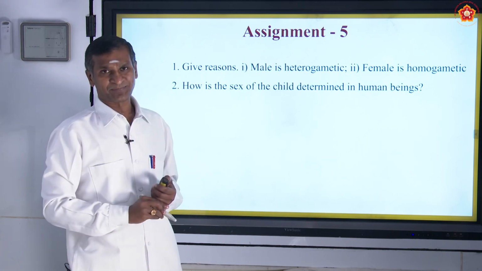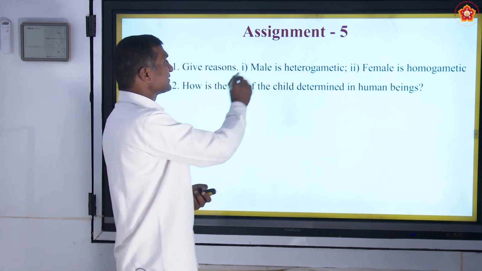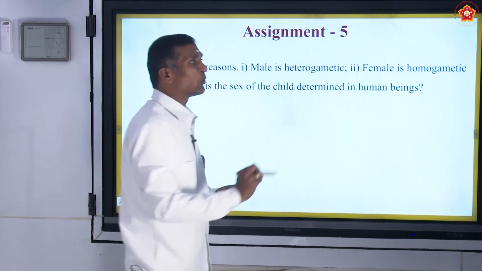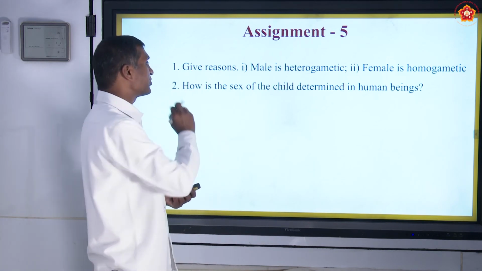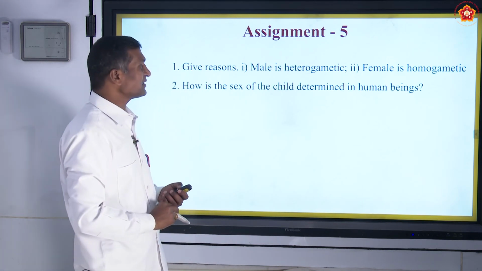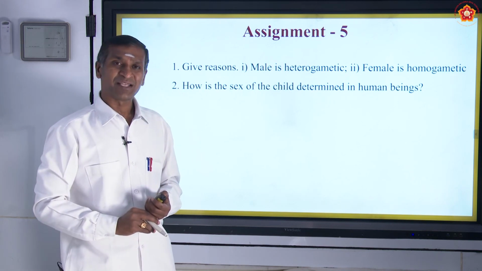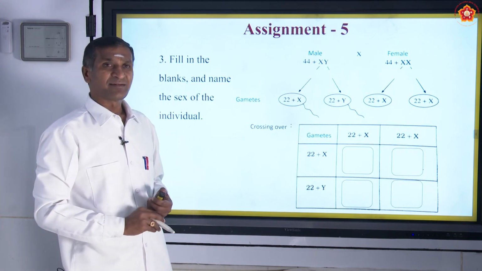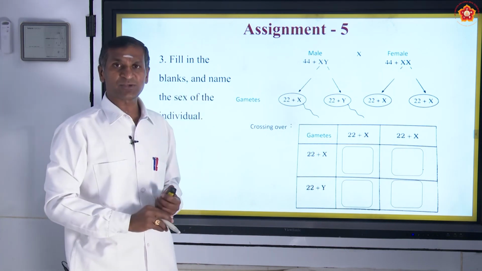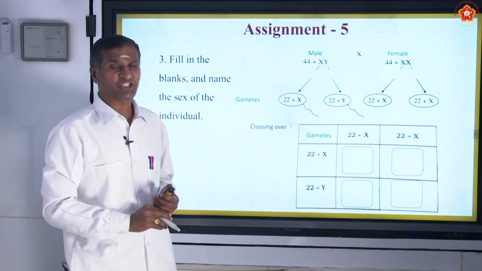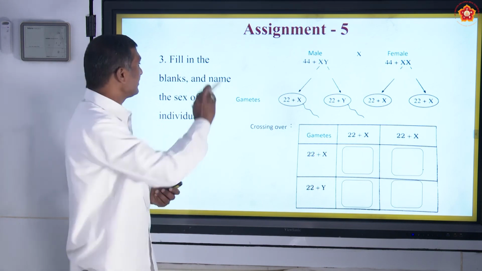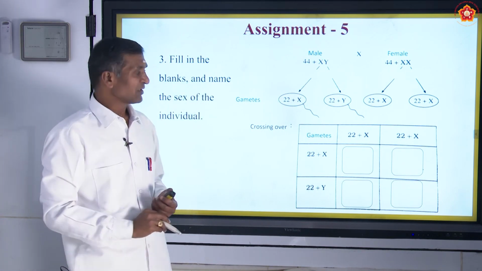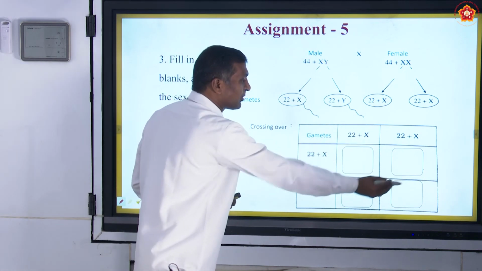Assignment 5. Give reasons. Male is heterogametic, female is homogametic. Second question. How is the sex of the child determined in human beings? A very important and also multiple choice and application level question, this one. Fill in the blanks and name the sex of the individual. So you should fill up here. It is in the form of what?